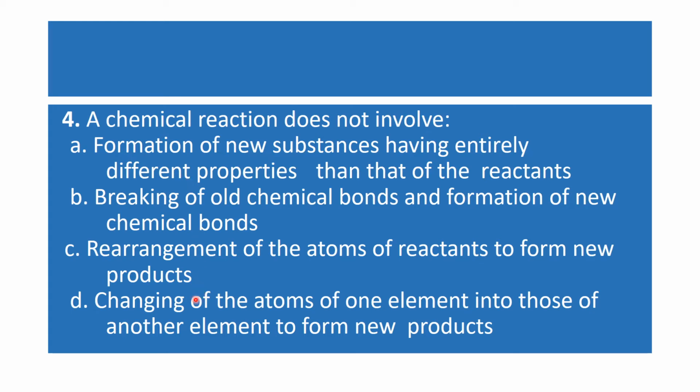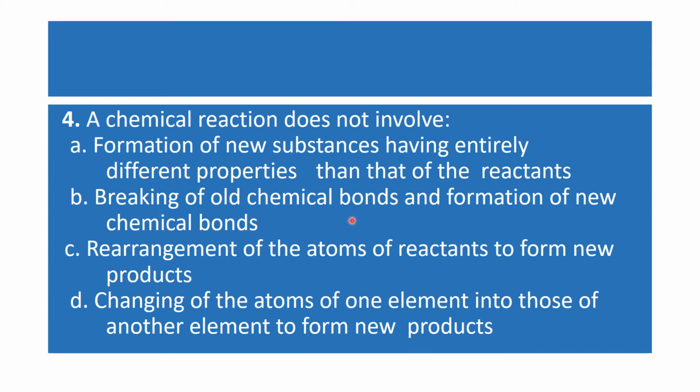The last one is changing of the atoms of one element into those of another element to form new products. A chemical reaction does not involve it, because in a chemical reaction the elements never change. On both sides the elements will remain the same. The compounds will be different. They will change places, but the elements will remain the same.